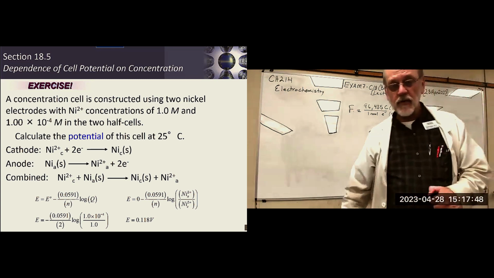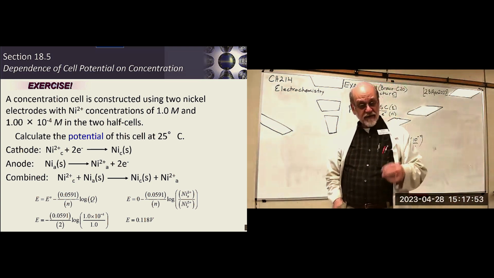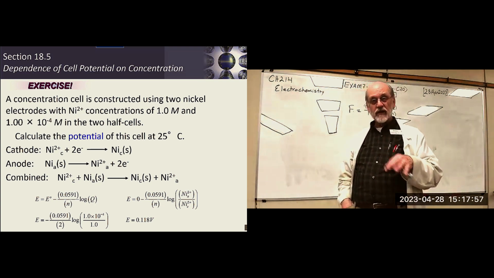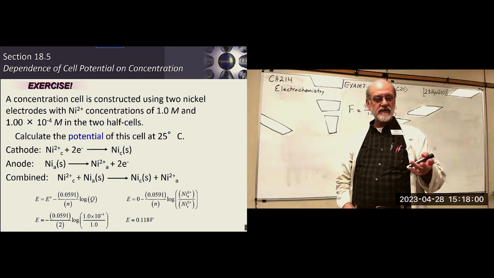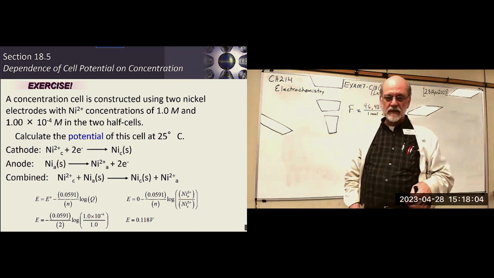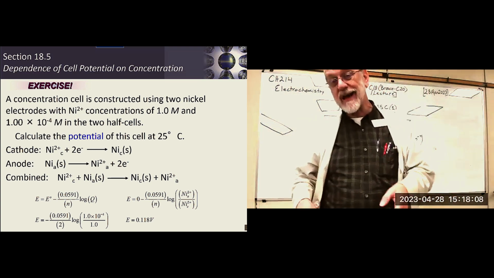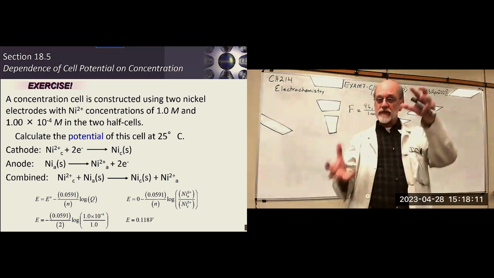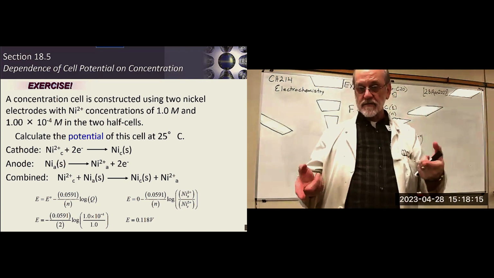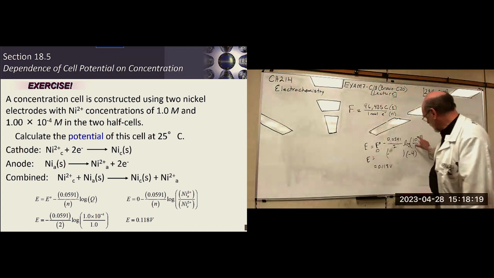And that's typical for concentration cells to have low voltage like that. In fact, with a difference between 10 to the minus 4th molar and 1 molar, that looks like a lot, but for a concentration cell, it doesn't give you a lot of push. In fact, 118 millivolts is pretty high. And the bigger the difference between the concentrations, the larger the E value, simply because of this ratio.